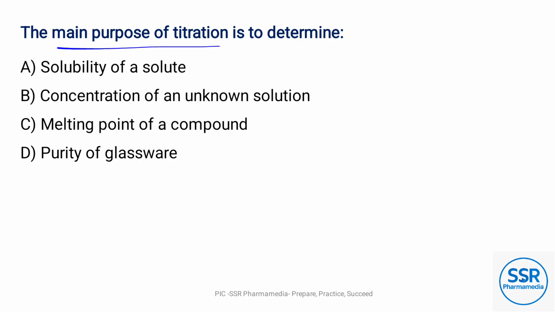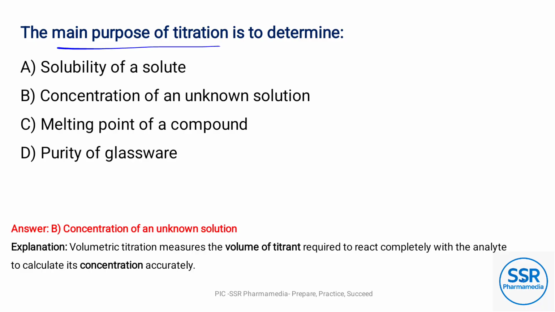The main purpose of titration is to determine, so the answer is option B, concentration of an unknown solution. In volumetric titration, we measure the volume of titrant required to react completely with the analyte to calculate its concentration accurately.